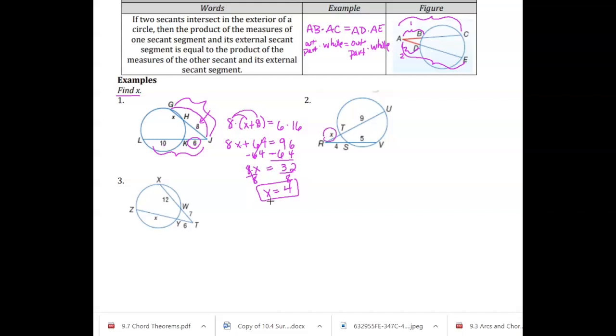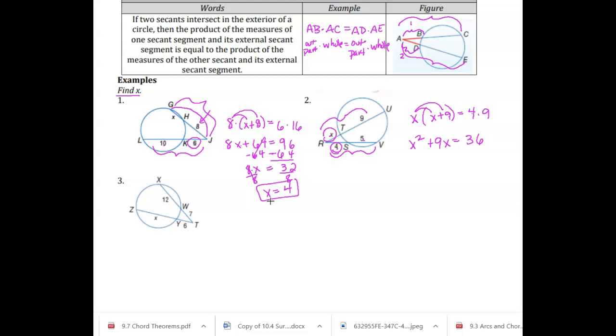Okay, let's show a different one. So I'm going to do the outside part times the whole. Once again, it's x plus 9. And then this outside part times the whole. 5 plus 4 is 9. Okay, so on this we'll distribute. So x times x is x squared. X times 9 is plus 9x. It's 36.